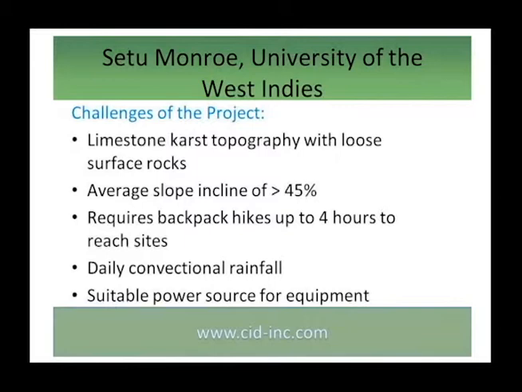Convectional rainfall occurs pretty much daily in the tropics. Whenever the land warms up, it heats the air above it, which causes the air to expand and rise. And then as the air rises, it cools and condenses as rain.